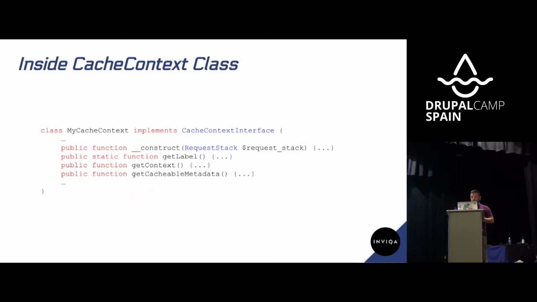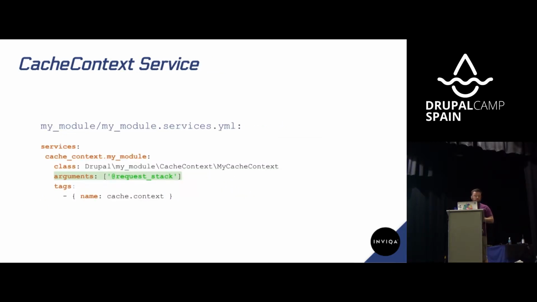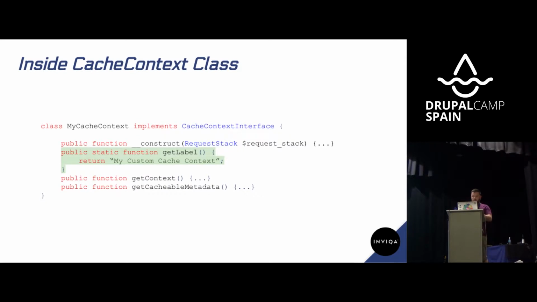Inside your actual service, there's only 4 methods that are defined by the cache context interface, the main ones, and they're pretty straightforward. So you have your constructor that is just used to inject something from your dependency injection. In this example, I'm just injecting request stack, which is passed as an argument in my service definition. Then you have your getLabel, which is slightly baffling. I imagine you probably have somewhere an administration configuration panel where you can hover over a cache context and it will tell you what it is, but otherwise I see very little use for it, but that's where you would describe it.